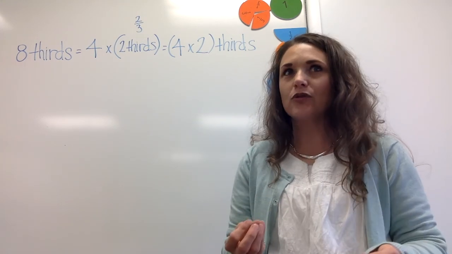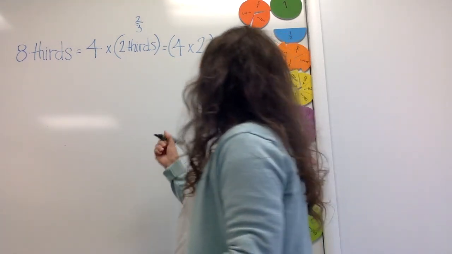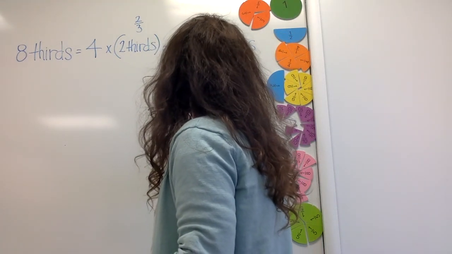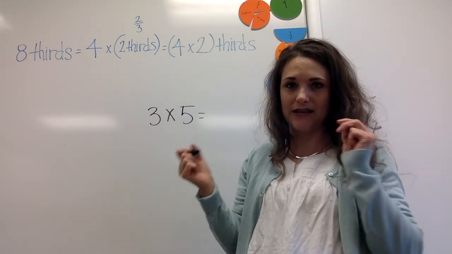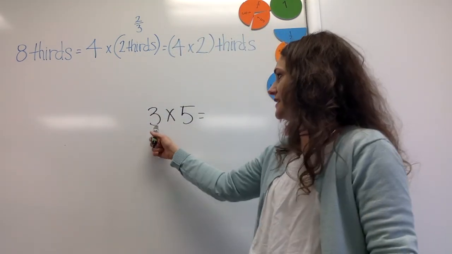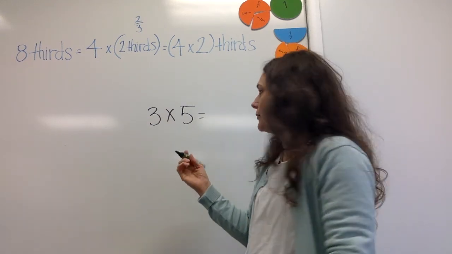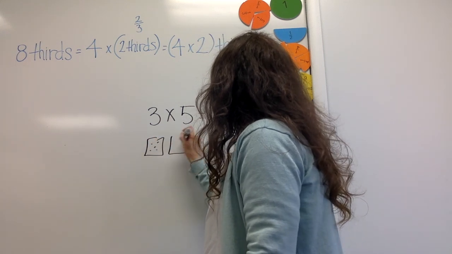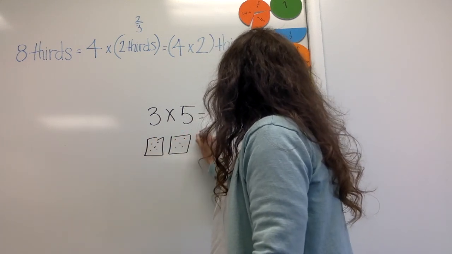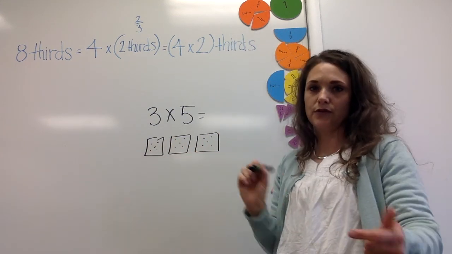Now let's think about multiplying for just a second here. Say that I have 3 times 5. So we're multiplying here. What does that really mean to have 3 times 5? Well, what we're saying is that we have 3 groups of 5. So if we drew a picture of that, we could say, okay, we have 1, 2, 3, 4, 5, and 1, 2, 3, 4, 5, and 1, 2, 3, 4, 5. So we have 3 of these groups of 5.